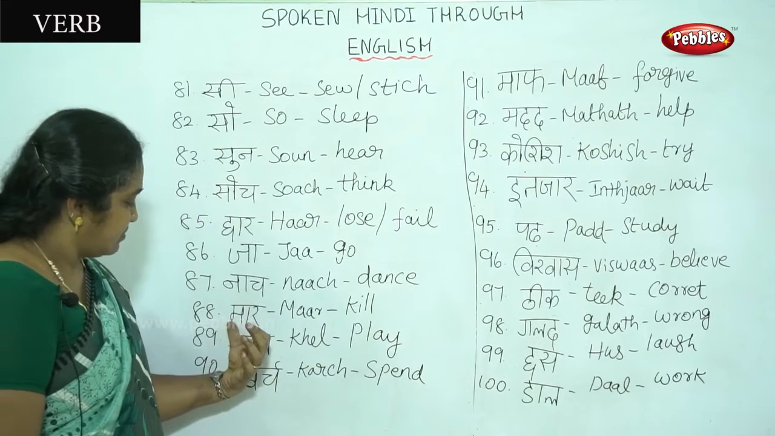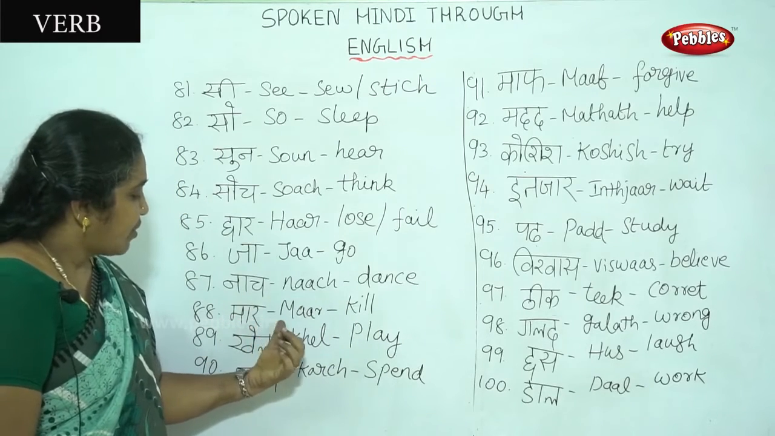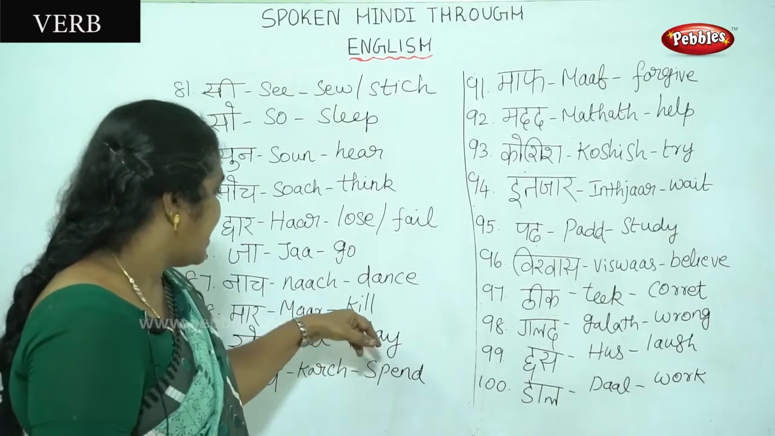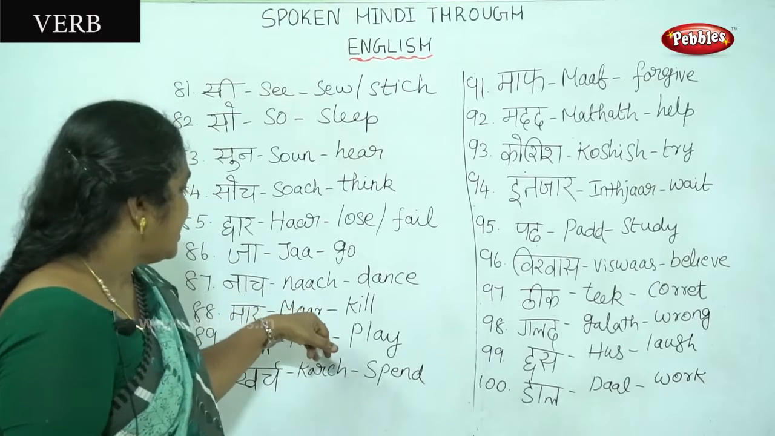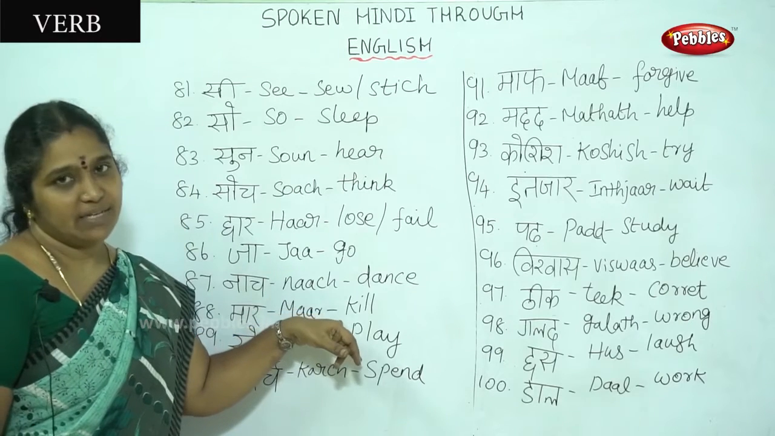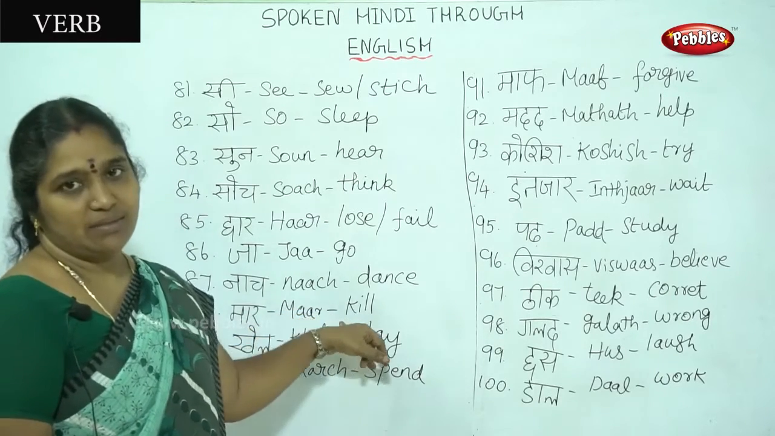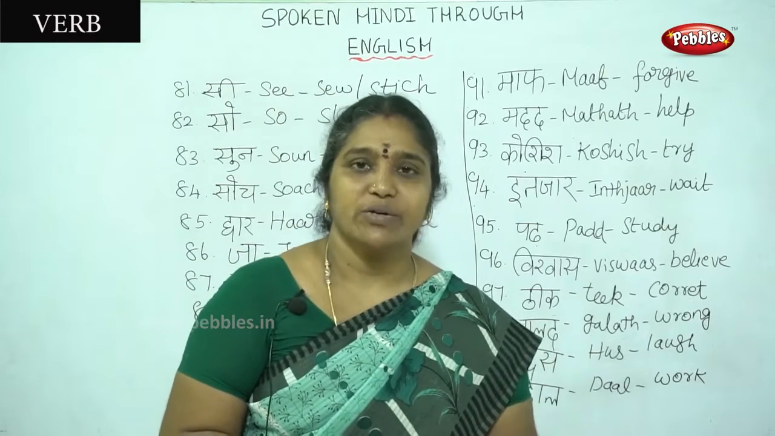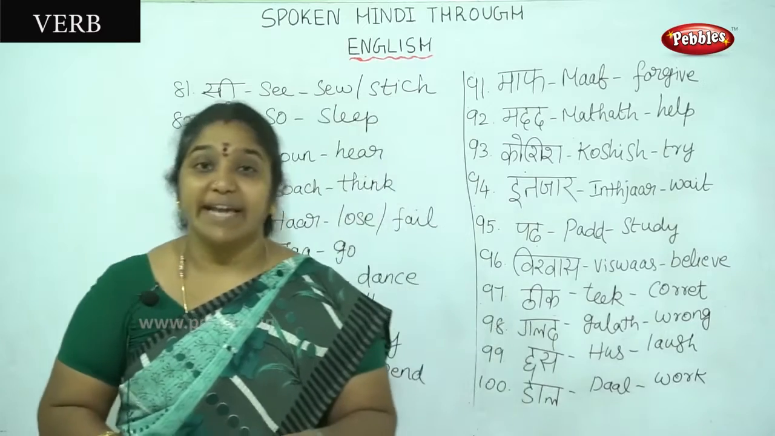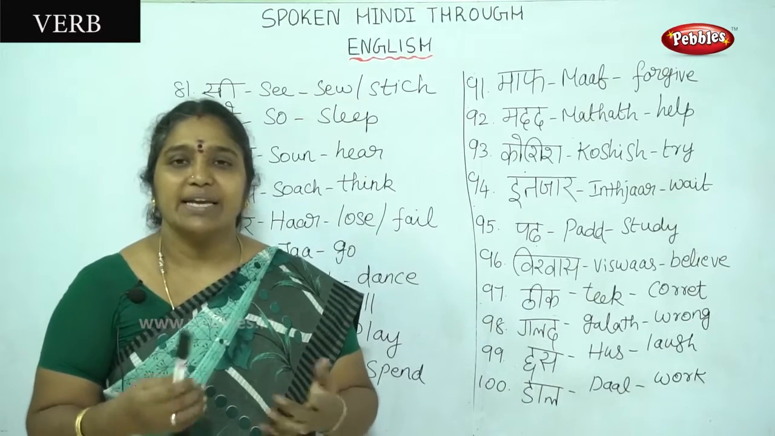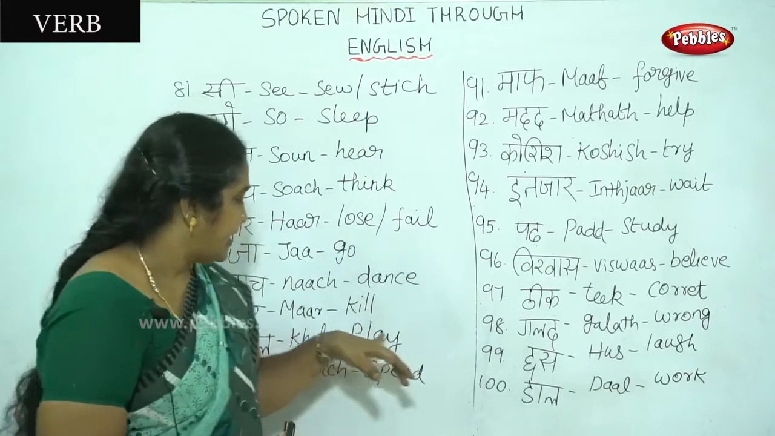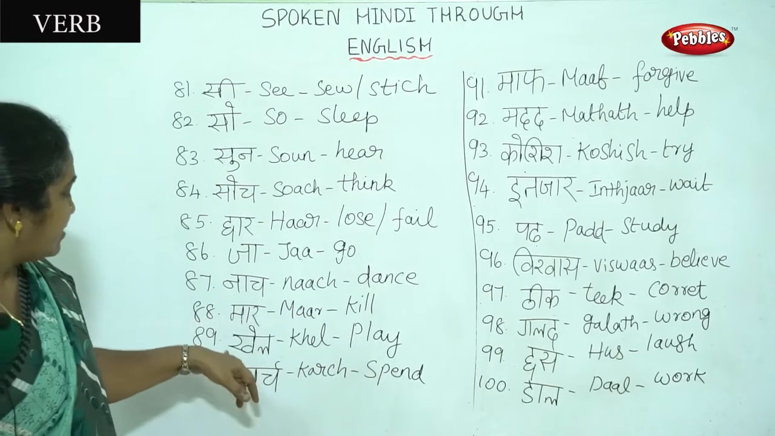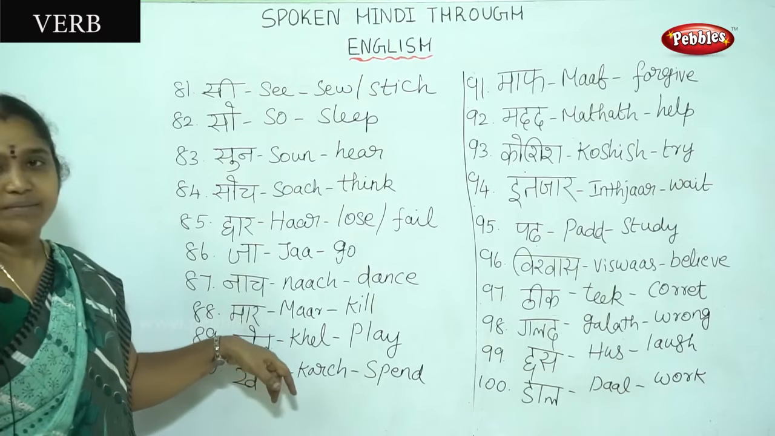Next, 88 is mar. The pronunciation is mar. The meaning is kill. बाघ ने खरगोश को मारा means the tiger killed the rabbit. Understand?